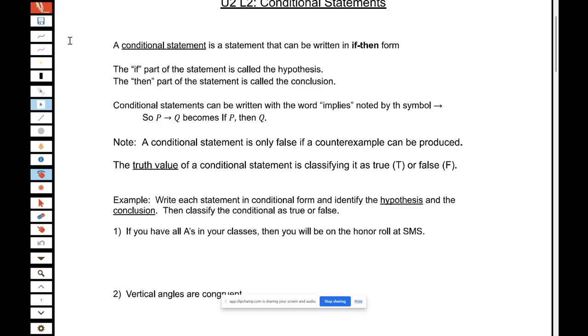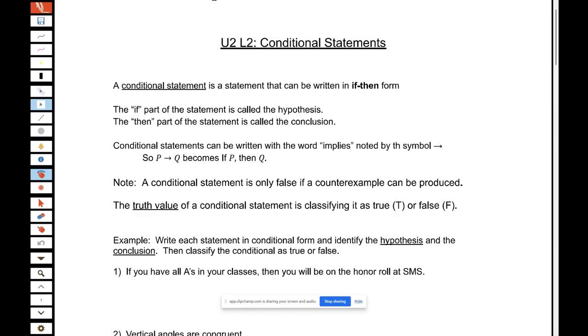Hi, welcome to this video, Unit 2, Lesson 2. We're going to be talking about conditional statements. A conditional statement is a statement that can be written in if-then form. It doesn't have to be, but it can be.